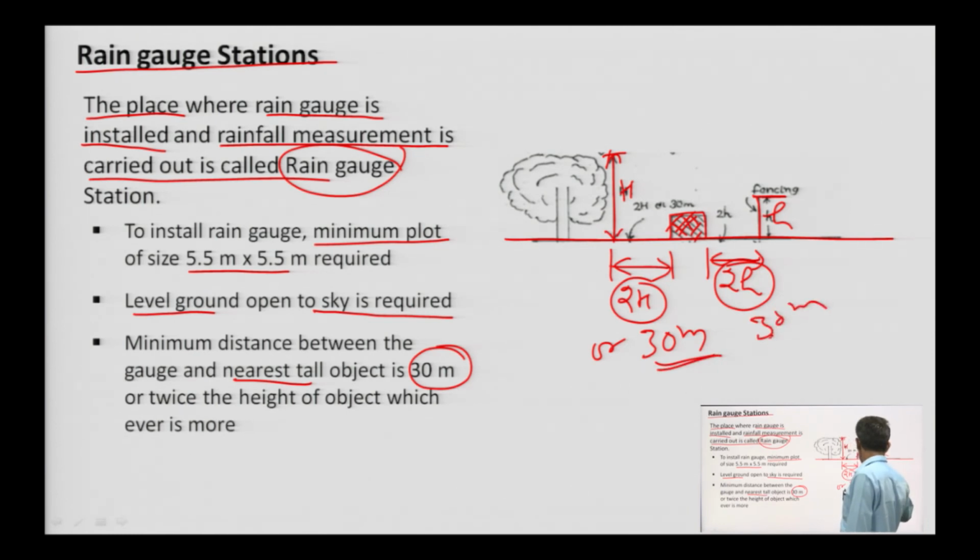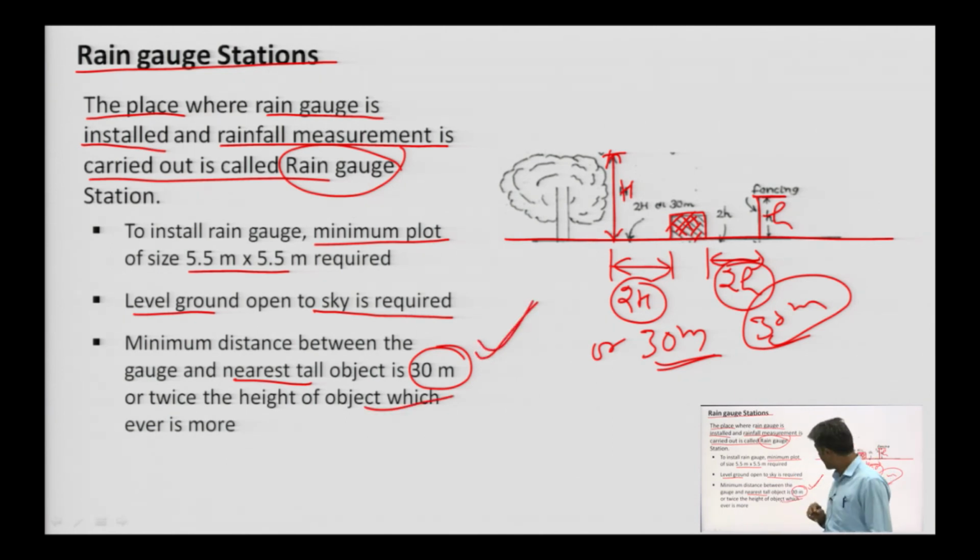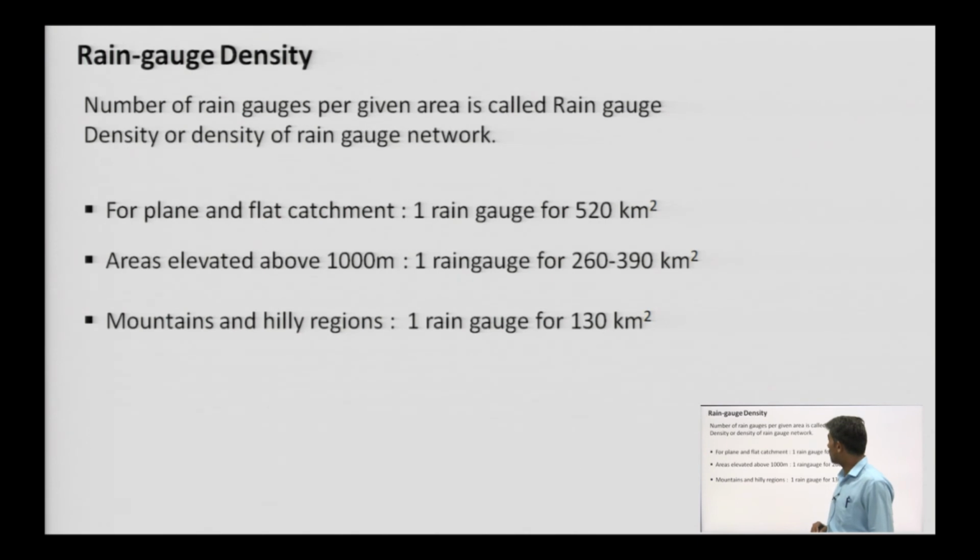Within 30 meter, no building should be there, and if a building is there, then double its height should be the horizontal distance. So please remember it: 30 meter or 2 times h is the condition for installing the rain gauge station. Next is rain gauge density.